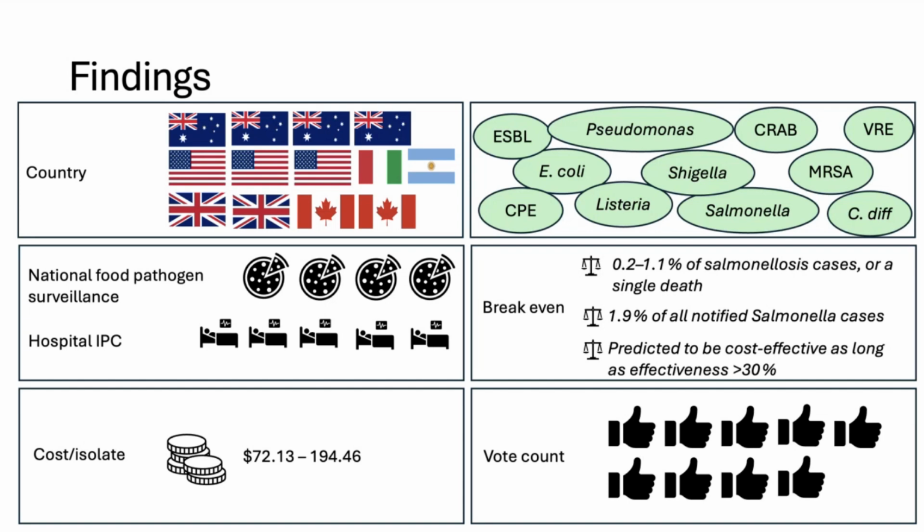So we went for the most simple way of trying to aggregate and make sense of these results, which was a vote count on the direction of effect. And all studies were broadly very supportive of the idea that whole genome sequencing was an economically viable method of surveillance, or an economically beneficial method of surveillance, for the pathogens that were looked at.